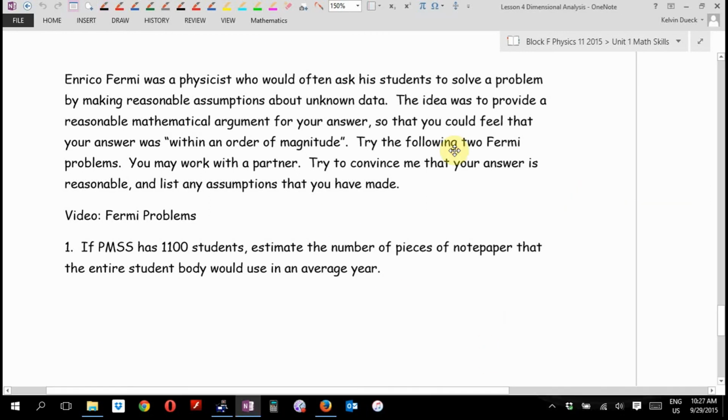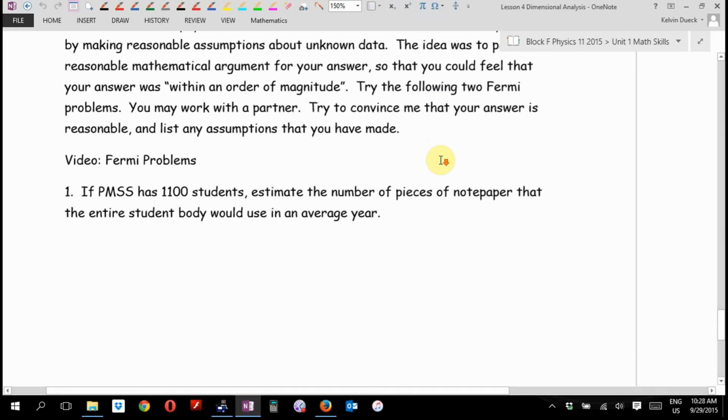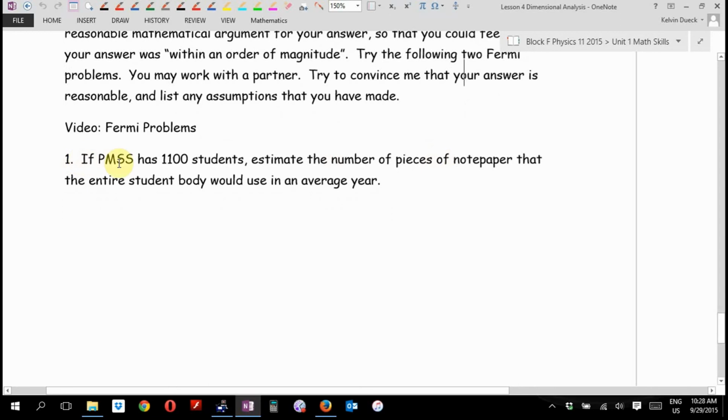So, Fermi problems. I'm going to give you, for discussion next class, you can call this homework, but I'm not going to have you hand it in. This is just to see if you can come up with a good estimate. You can work with your lab partner, your neighbor if you want, or you can try this yourself. Here are the two questions. Number one, if Pitt Meadows Secondary School has, you know what, cross out the 1100, let's make it 1,000, because that's a nice power of 10. Has 1,000 students. Estimate the number of pieces of note paper that our school uses in an average year.